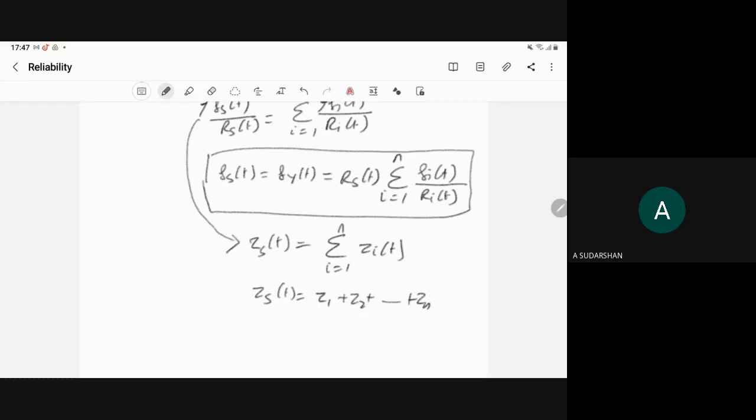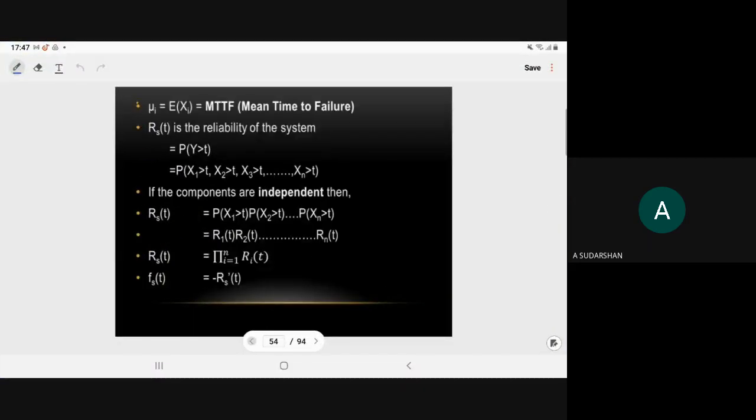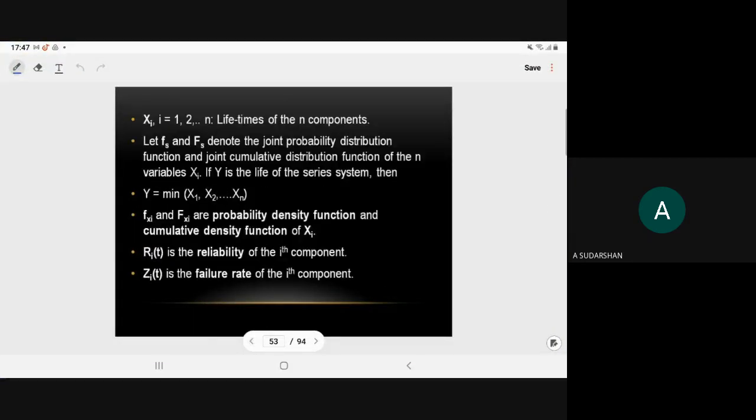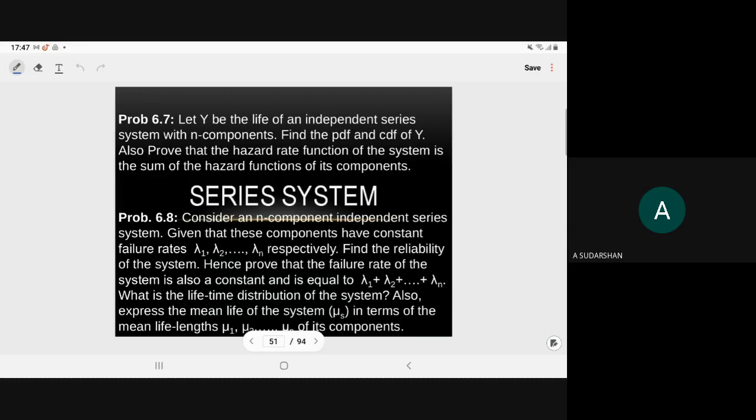So this is the question number 6.7. Let Y be the life of an independent series system with n component. Find the PDF and CDF of the Y. Also prove that hazard rate function of a system is sum of the hazard rate function of its component. So this we have proved that Zs(t) is equal to Z1 plus Z2 plus Z3.